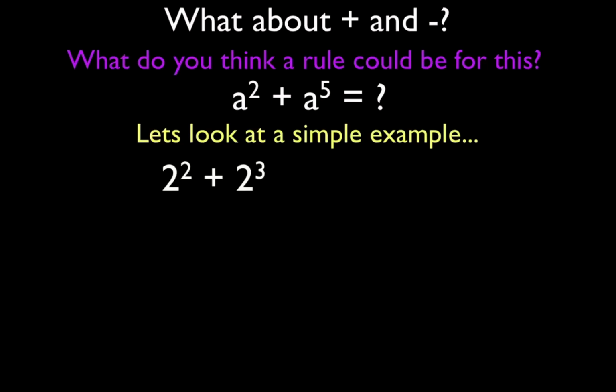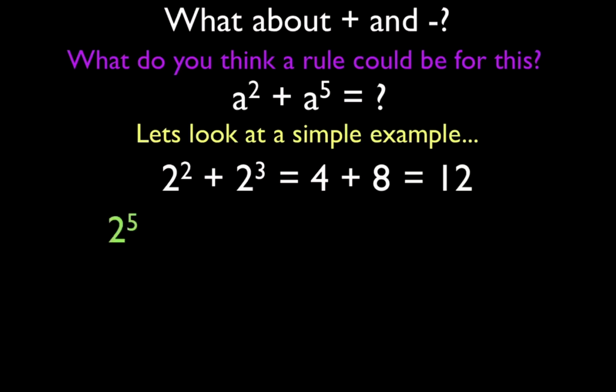Let's take another pause and let's think of some possible rules that could go with addition. Make a list, either mentally or on paper. Just think of as many possibilities as you think might work out. Let's see if you can guess it. Let's simplify that out. Well, 2 to the 2nd is 2 times 2, so that's 4. 2 to the 3rd is 2 times 2 times 2, that's 8. If you add those together, you get 12, right? Well, what might a shortcut be?